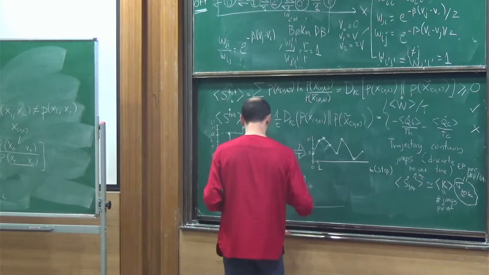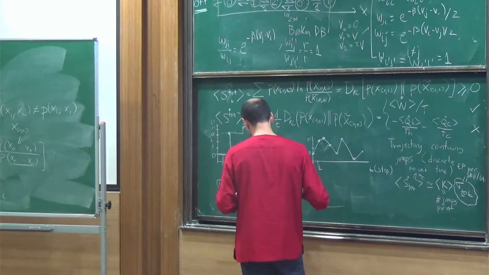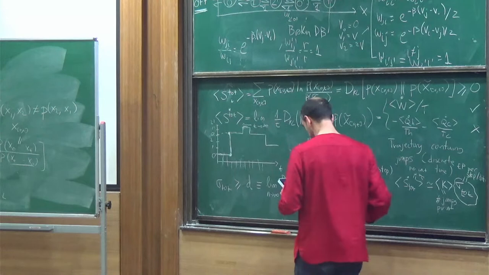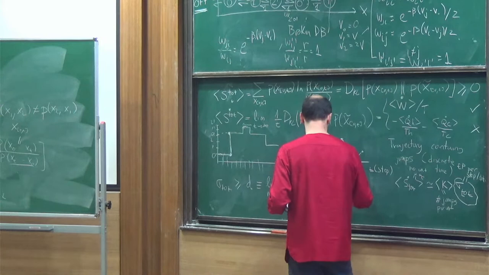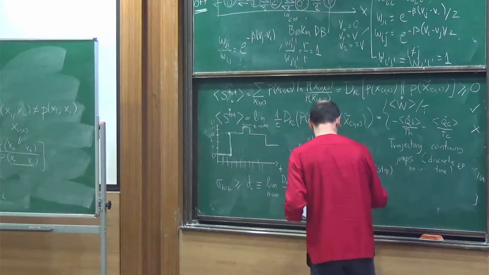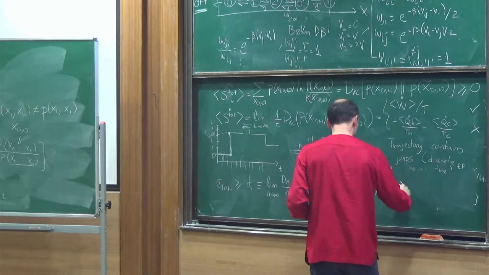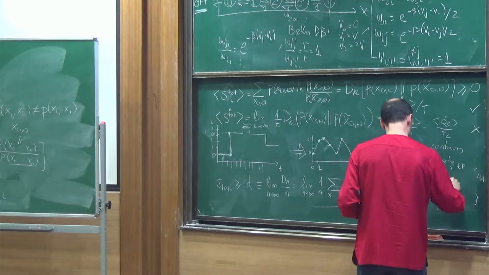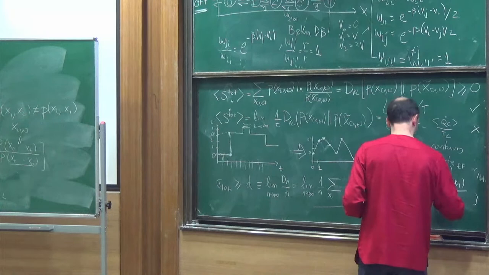D_n is the irreversibility of strings of length n. I will now write the definition of d_n. It is the sum over x1 up to xn, there are n sums, of p(x1, x2, ..., xn) times the logarithm of p(x1, x2, ..., xn) divided by p(xn, ..., x1). Okay, now this is the key object that I will talk about.